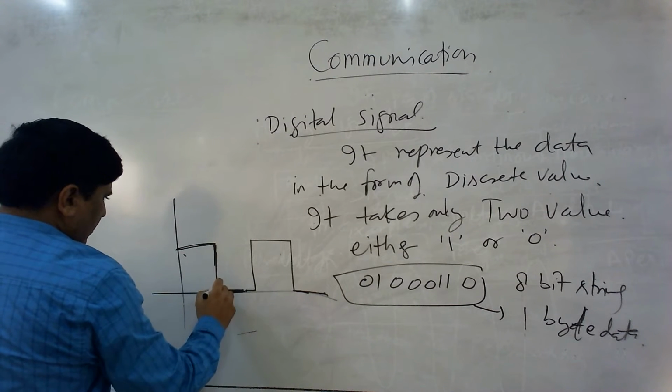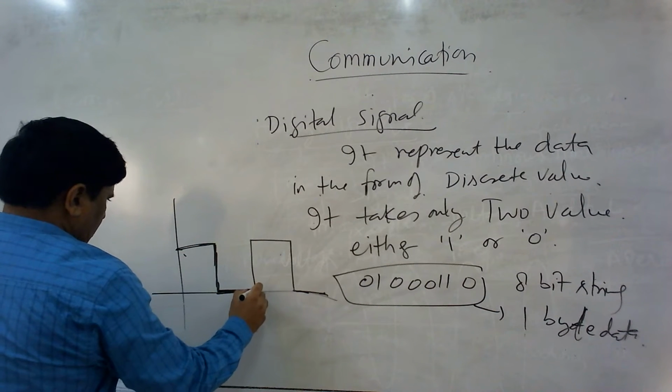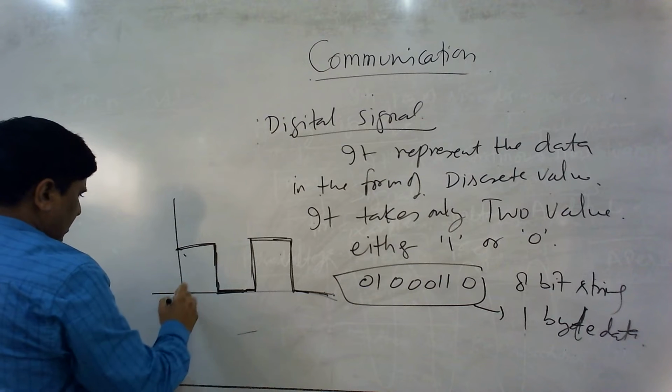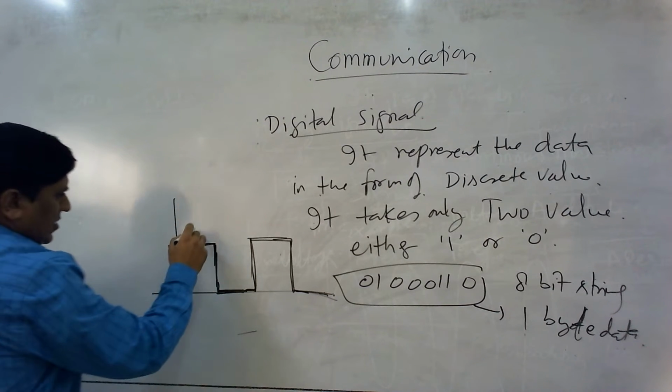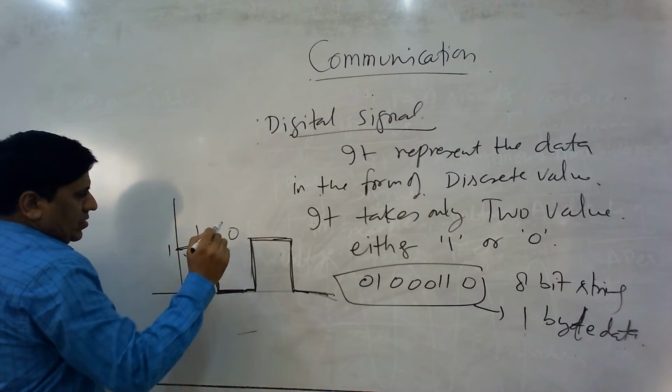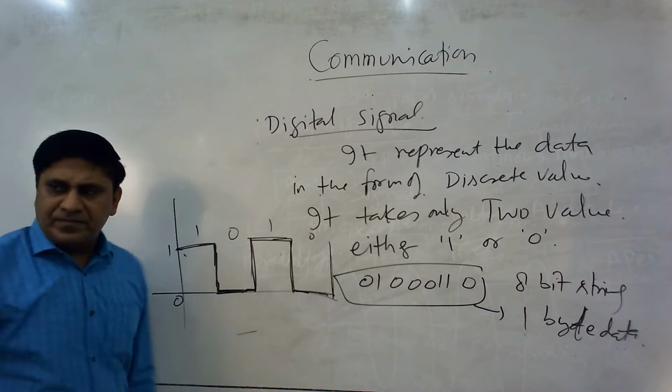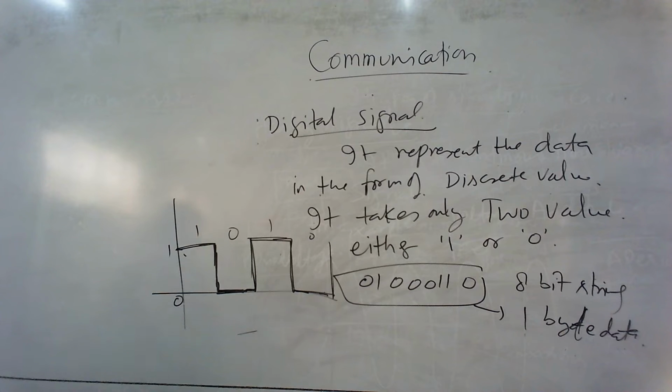The waveform of this 1 byte data, the digital signal, is like this. That is 0 1. That is, this is 1, this is 0. This is 1 and this is 0. So this is the digital signal.